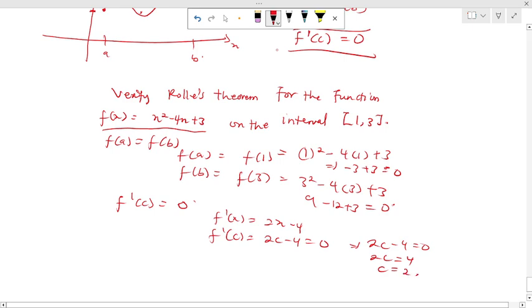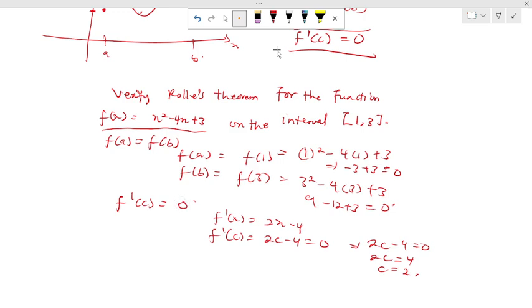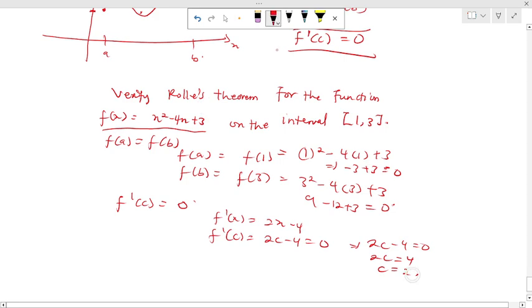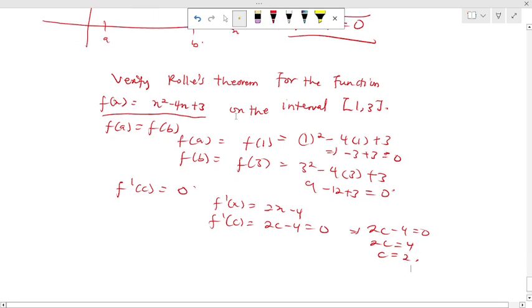So at the point 2, our function will have a gradient of 0. And that's what Rolle's theorem is saying: if you have a function which is continuous, a function which is differentiable, and the functional values at the endpoints are the same, then there should be at least one critical point. Since this function satisfies Rolle's theorem and indeed had one critical point, Rolle's theorem has been proved here.